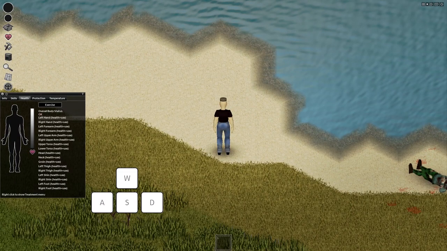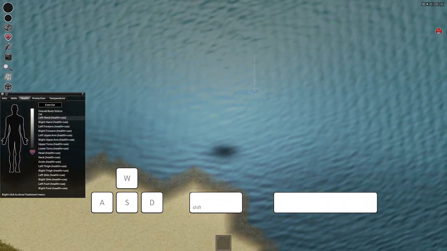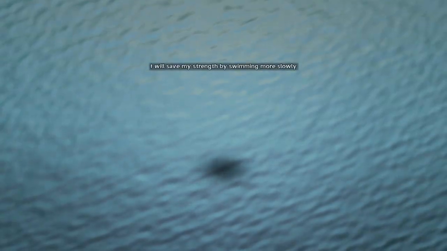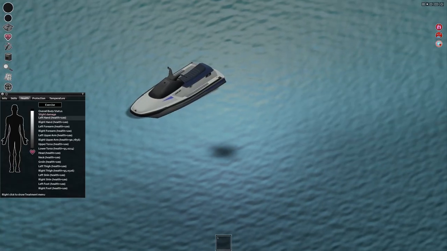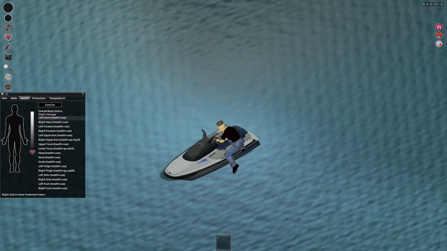In order to dive into the water, choose the direction of movement, accelerate and jump into the water by pressing the space button. You can save your energy if you swim slower. If you are exhausted, then stop and rest, then continue swimming.